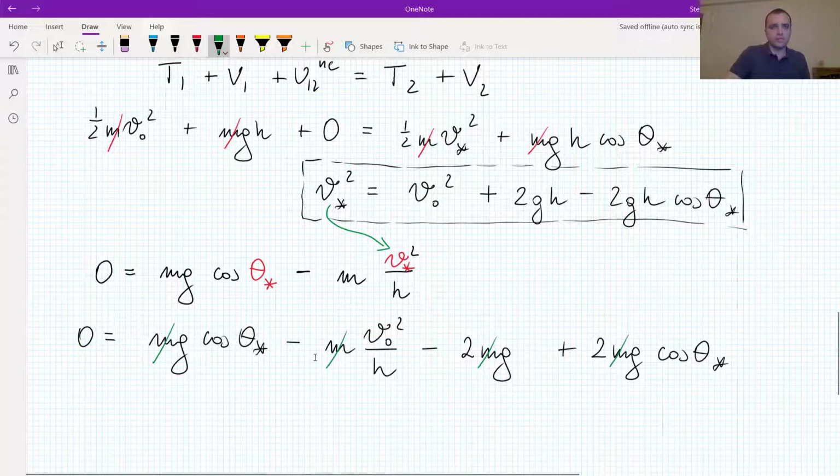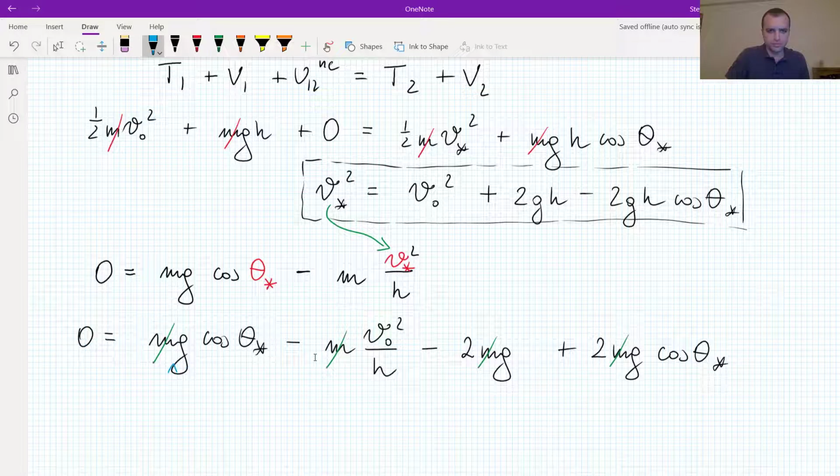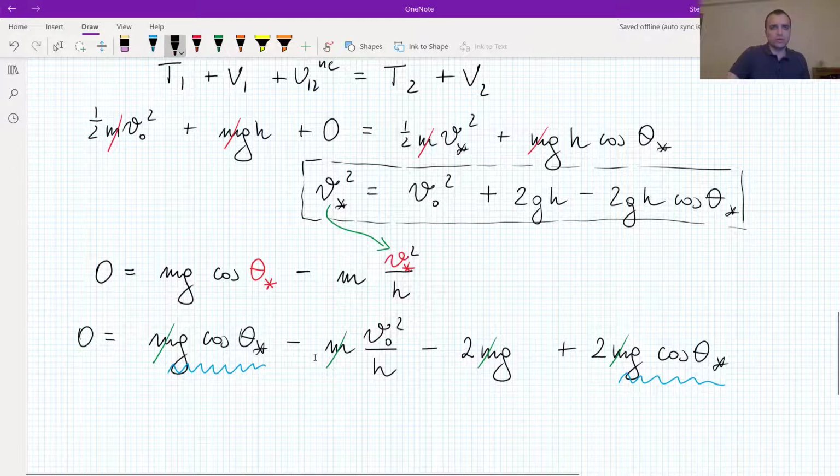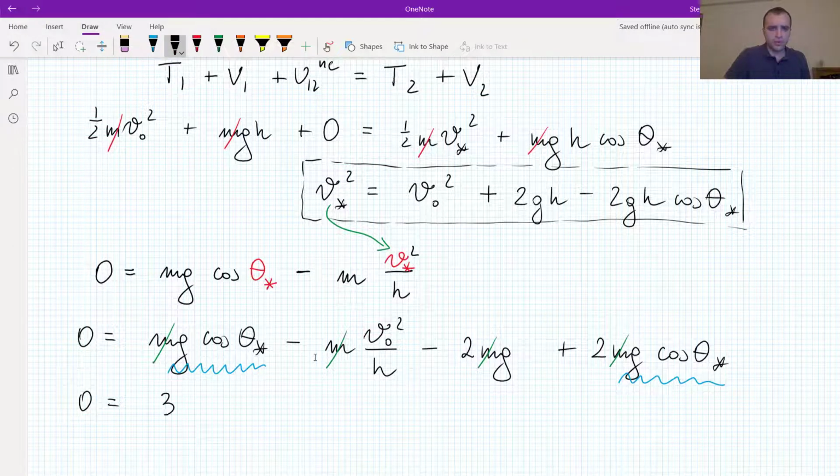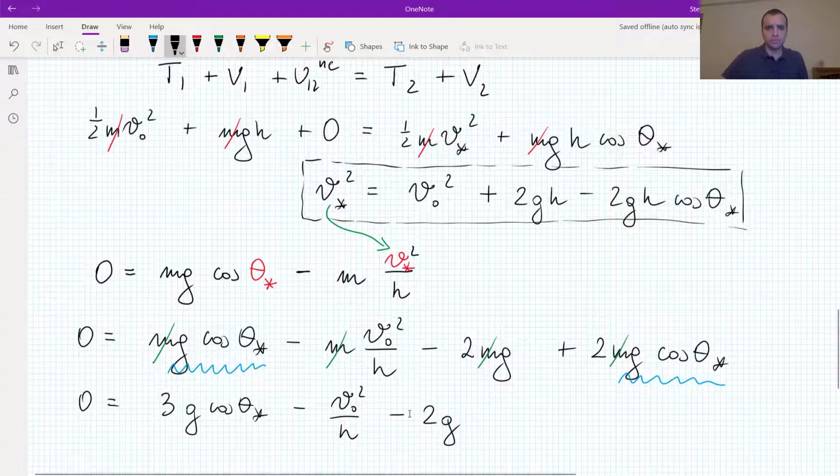and I think that this expression is exactly the same as this expression. So we will actually end up with 0 is equal to 3g cosine theta star minus v0 squared over h minus 2g.